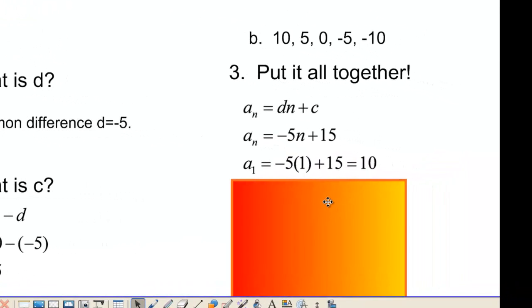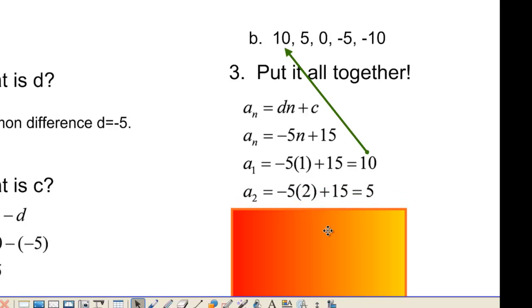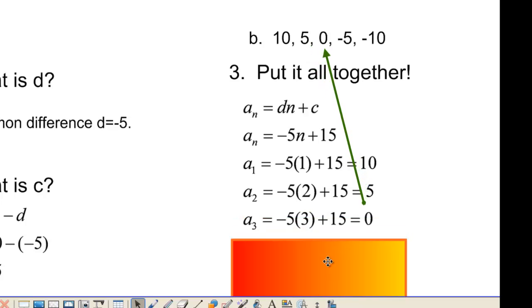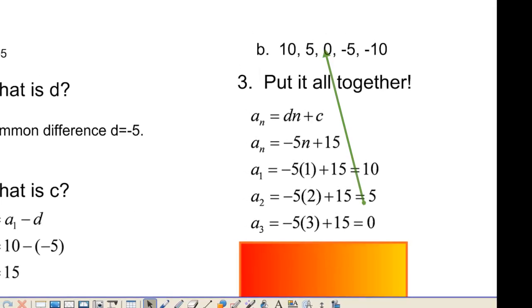So if I want to find the first term of this sequence, -5 times 1 is -5 plus 15, which equals 10, which indeed is the first term of the sequence. When I input 2, -5 times 2 is -10, plus 15 is 5, which is the second term of my sequence. When I input 3, -5 times 3 is -15, plus 15 gives me 0, which is the third term of the sequence.